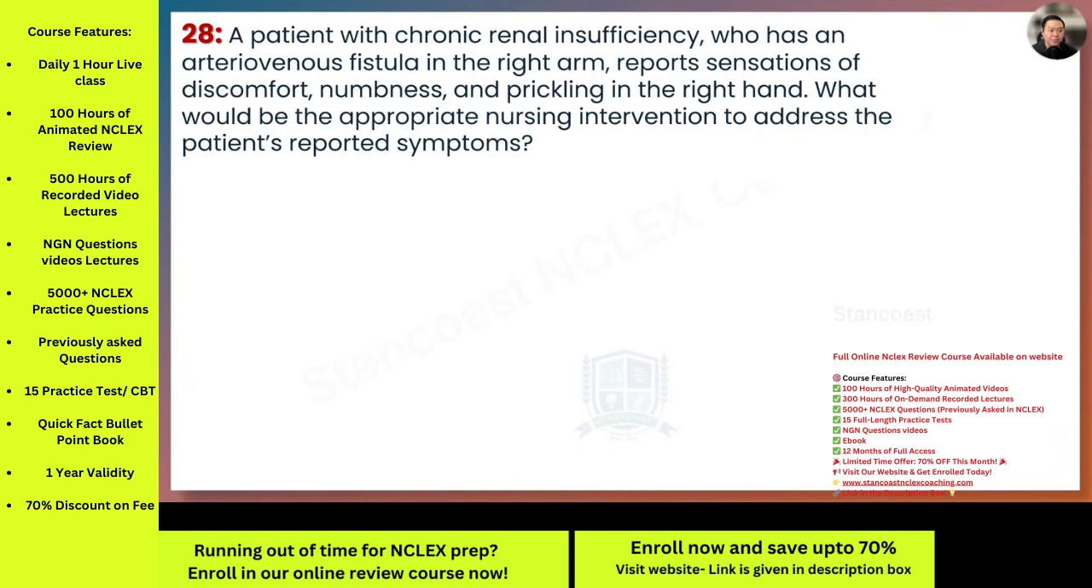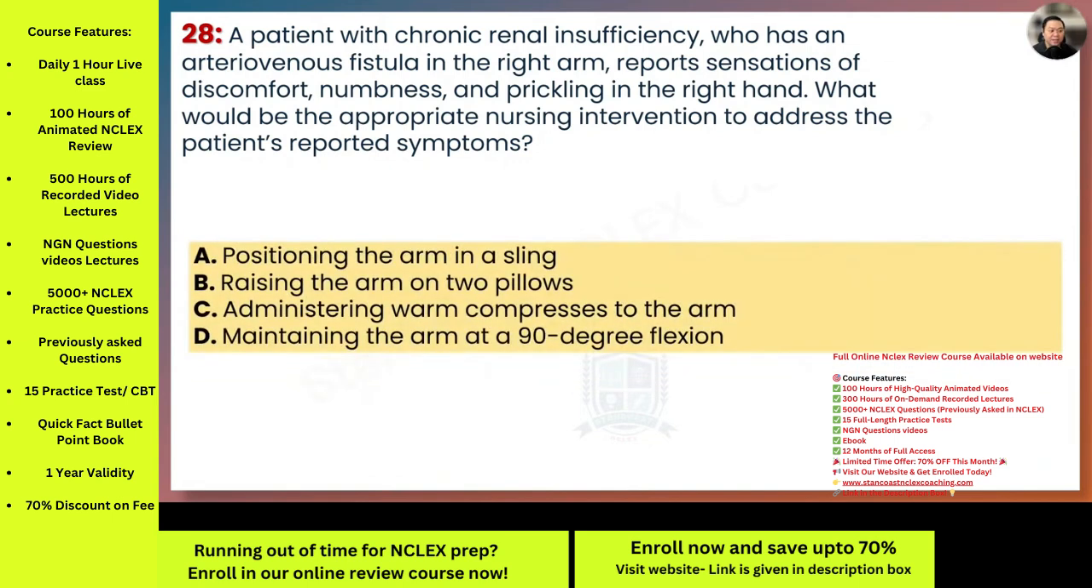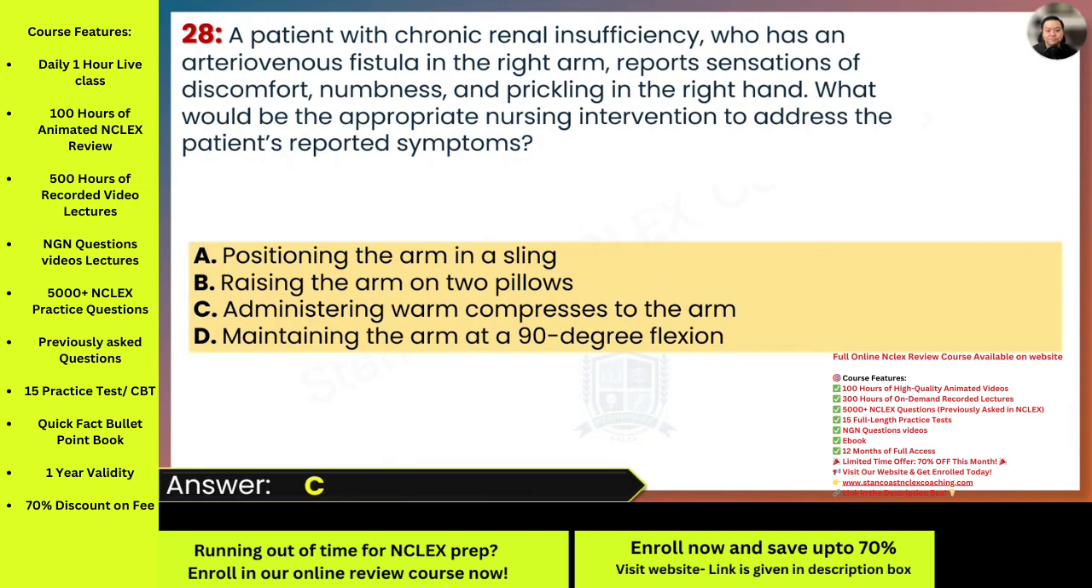28. A patient with chronic renal insufficiency who has an arteriovenous fistula in the right arm reports sensations of discomfort, numbness, and prickling in the right hand. What would be the appropriate nursing intervention to address the patient's reported symptoms? Options: A, positioning the arm in a sling; B, raising the arm on 2 pillows; C, administering warm compresses to the arm; D, maintaining the arm at a 90-degree flexion. The answer is letter C.